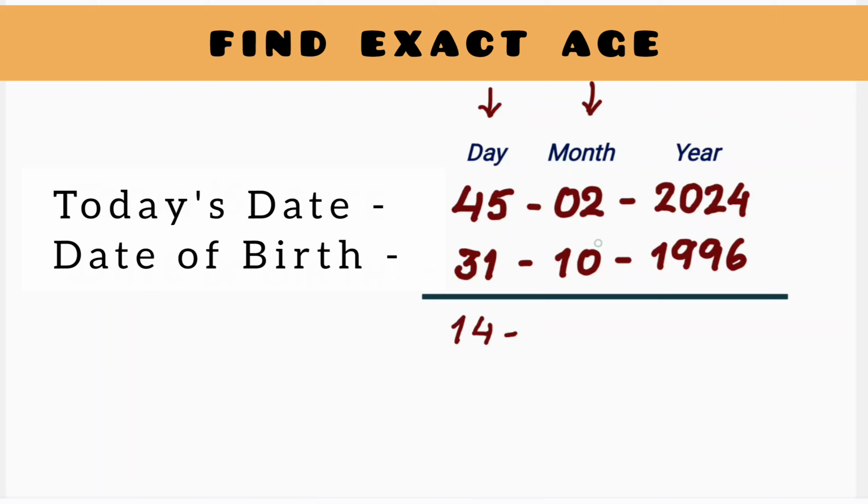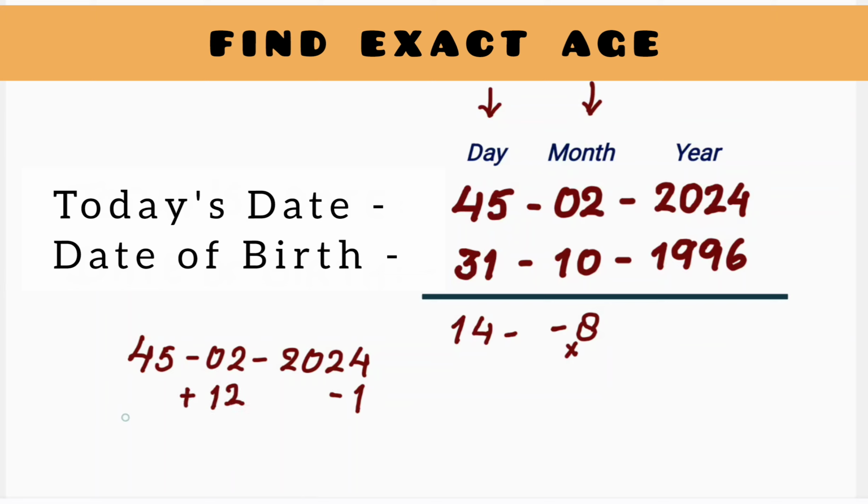If you subtract 10 from 2, this is minus 8. Again, the month cannot be negative. In this case, borrow the months from the year. Again, look at the date. Subtract 1 from year and add 12 months.